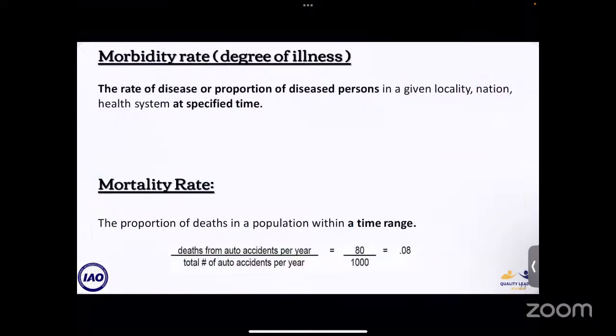So let's move on to mortality versus morbidity rate. When we say mortality rate, this measures the proportion of deaths within a specific population, locality, region, or health system during a specified time period or time range. As mentioned before, any rate must include a specific time period. So how do we calculate the mortality rate? You count the number of deaths from chronic disease, then divide it by the total population.